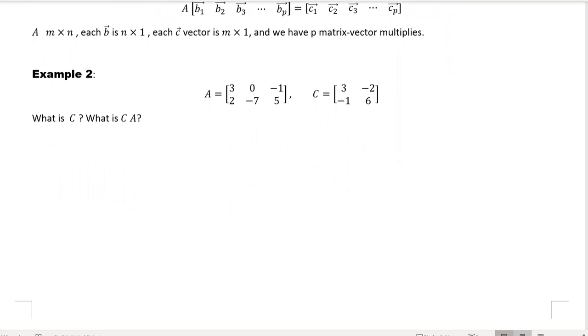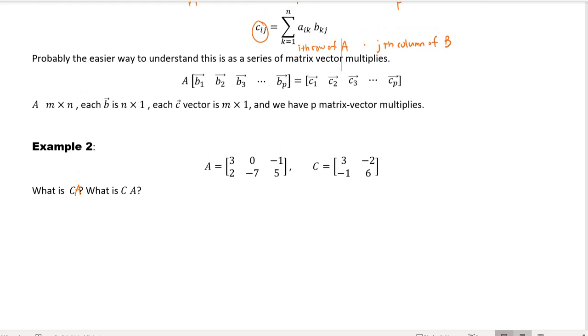All right. So now let's do these multiplications. So what is C times A? So C times A, what is the size for C? 2 by 2.